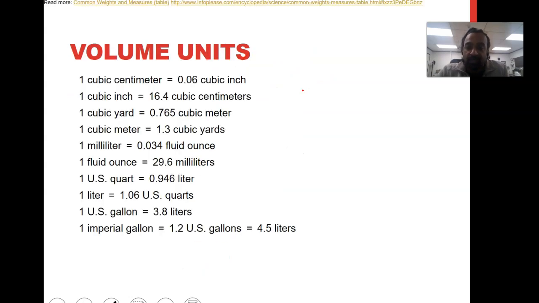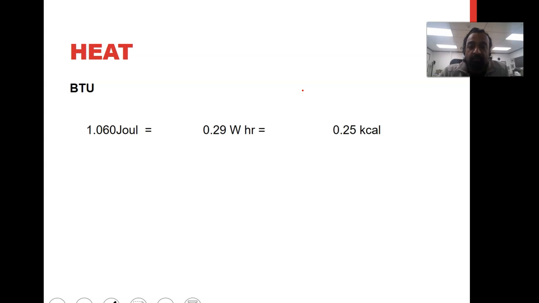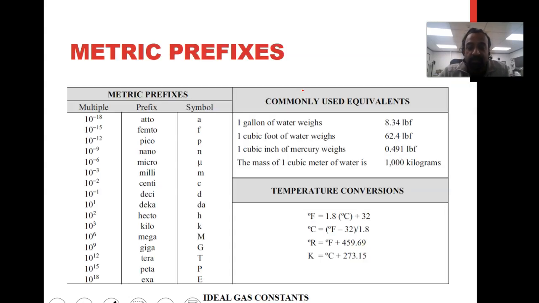Volume units, you need to know these because they will come in very frequently, and even in the HVAC field, they do change from one system to another and one equipment to another. So it's good to have these kinds of conversions available and know where to look for them. Heat conversions. What else? Some prefixes.